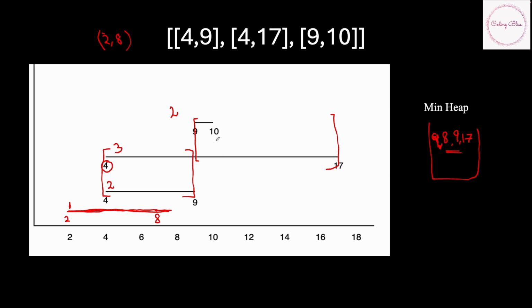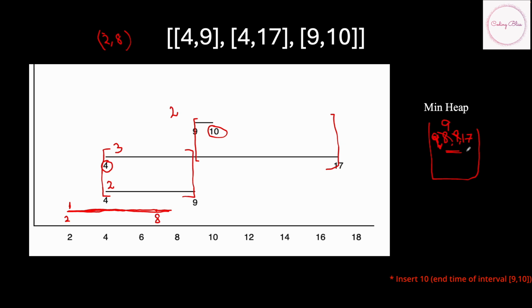Now is the tricky part. Now we come to 9. Okay, in this case we cannot just blindly insert this end time. The reason is, this 9 is greater than the top of the min heap. The top of the heap is 8, and 9 is greater than 8, so we can take out 8. Okay, 9 is greater than or equal to 9, so that also we can take out. Okay, but 9 is still less than 17, so we'll just insert 9 here.